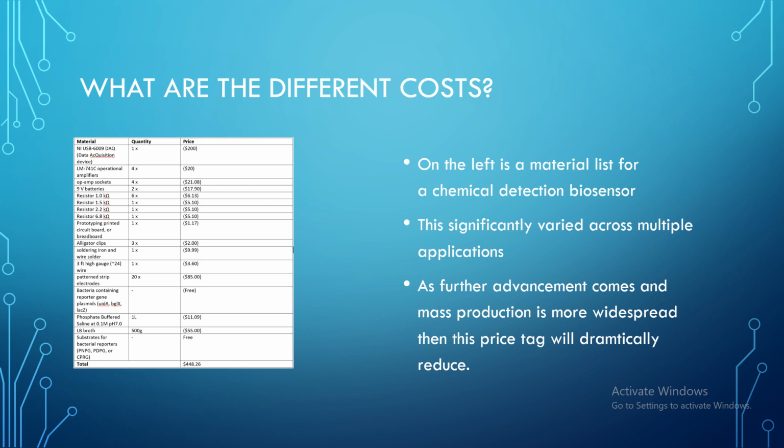What are the different costs involved in a biosensor? On the left is a material sheet for a chemical detection biosensor. This significantly varies across multiple applications. As further advancement comes, the mass production is more widely spread, then this price will dramatically reduce.